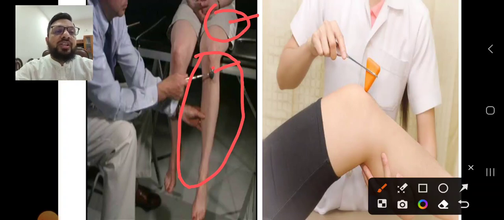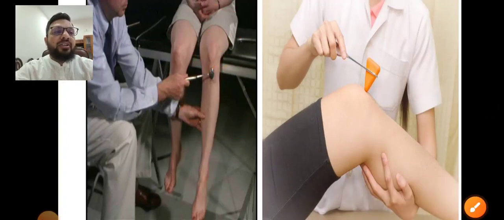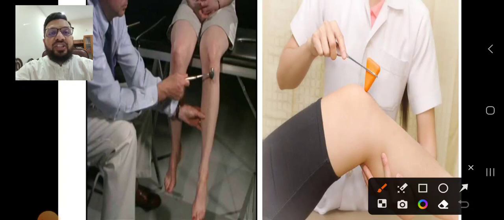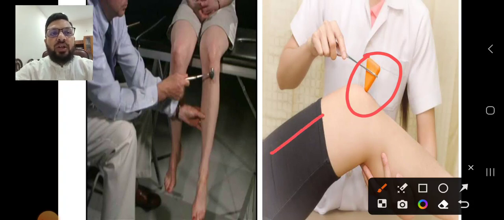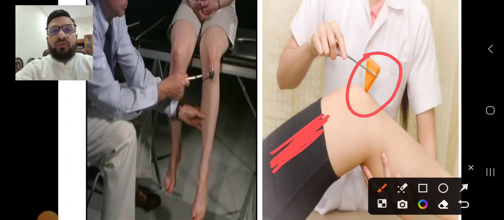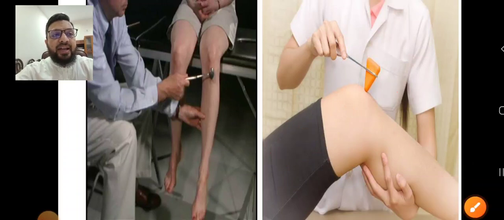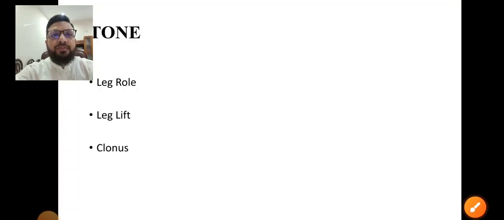And the second position is this one, the lying down position. In this position, you should hold the patient's lower leg. It should be off the bed, and then you have to tap here and look here and look here. So this is how you will perform this important knee examination, knee and ankle reflexes.